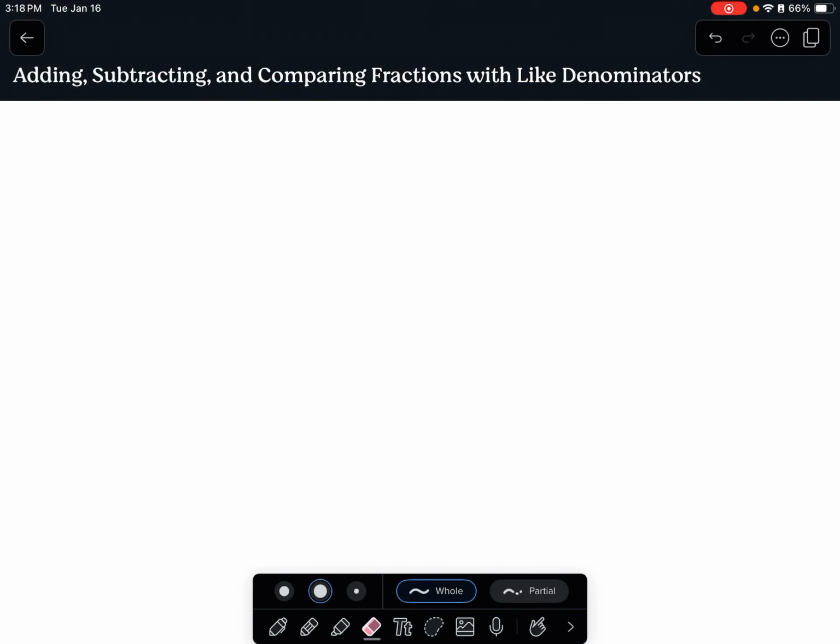Hello friends, today we're talking about adding, subtracting, and comparing fractions with like denominators. And what do I even mean by like or same denominators?